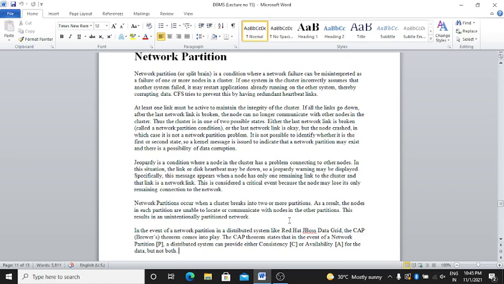Jeopardy is a condition where a node in the cluster has a problem connecting to other nodes. In this situation, the link or disk heartbeat may be down, so a jeopardy warning may be displayed. Specifically, this message appears when a node has only one remaining link.